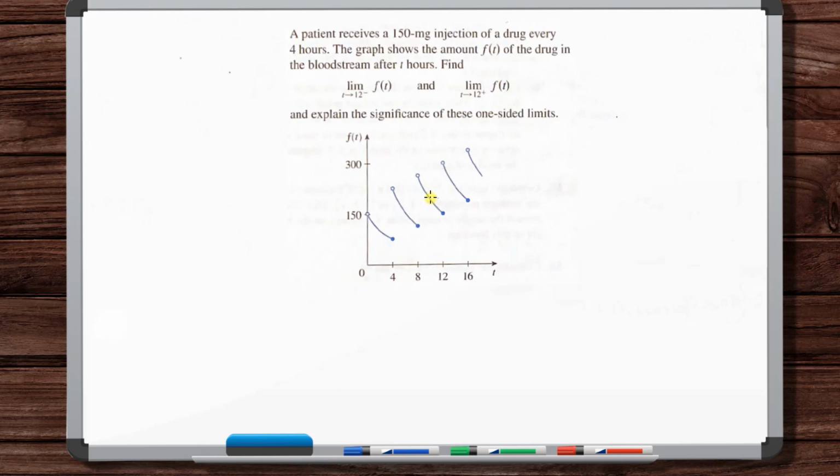But here, coming from the left, you can think of it like at the 12th hour, right before they do the 4th injection, it's effectively 150 milligrams in the bloodstream. Once it gets to t equal to 12 hours, that is what they have, or not exactly, but according to the function.